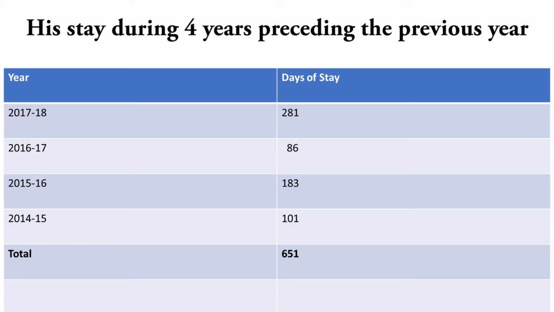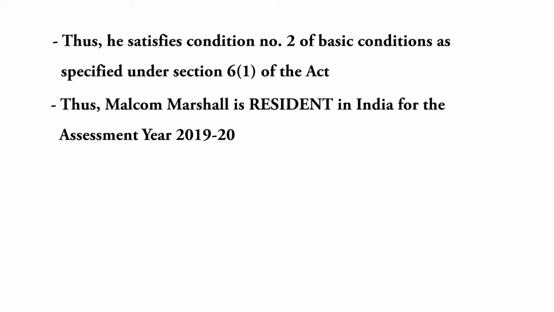We see when we add up his stay during 2017-18, 16-17, 15-16, 14-15, that is the 4 years preceding the previous year, we find that his total stay during the year is 651 days. Thus, he satisfied condition number 2 of basic condition as specified under section 6 subsection 1 of the Act. Thus, Malcolm Marshall is resident in India for the assessment year 2019-20.